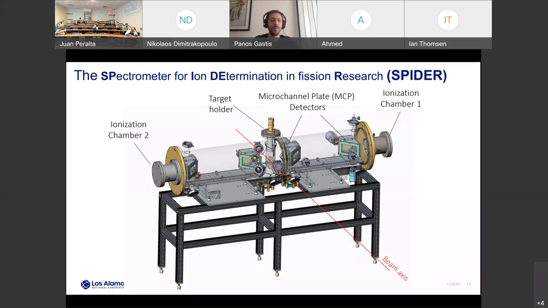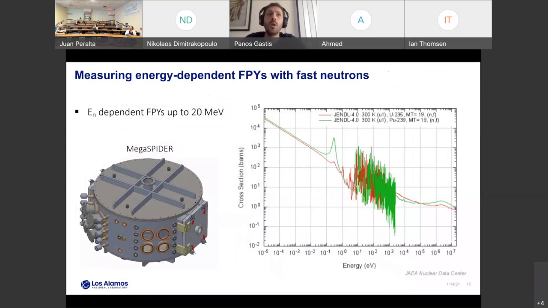Now, one of the main goals of the SPIDER project is not only the measurement of fission product yields at, let's say, thermal energies, but to measure energy-dependent fission product yields in a range that spans from thermal energies all the way up to 20 MeV. These are critical measurements for nuclear applications. And in order to achieve that, we need to have a system that has a relatively high geometric efficiency. As I mentioned earlier, when we measure fission products with fast neutrons, we have to fight this decrease in the fission cross section. Like here on the right, you see a plot that shows cross section as a function of energy for uranium-235 and plutonium-239 neutron-induced fission.